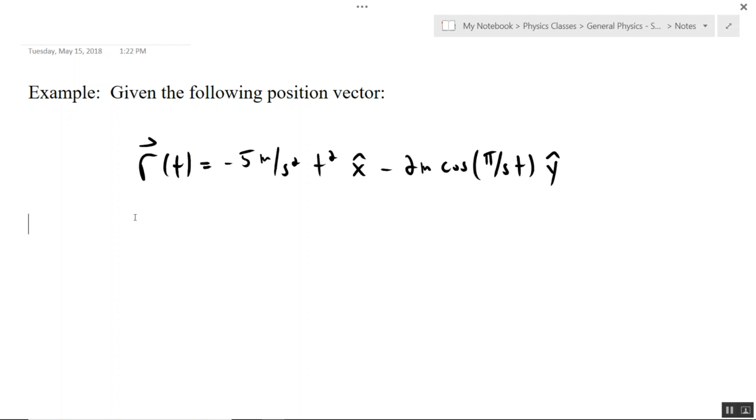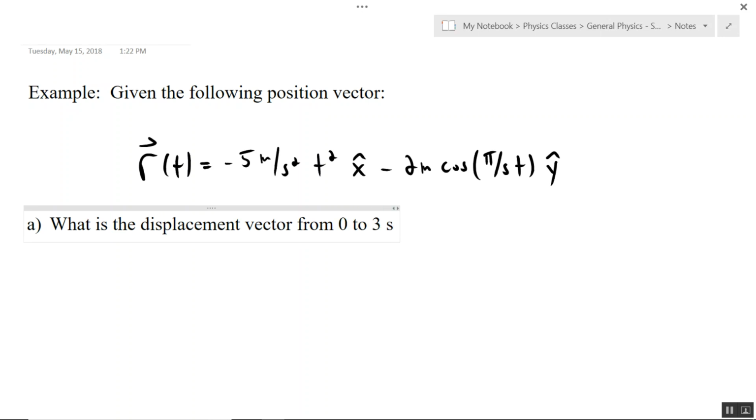So the first thing you're going to ask is, what is the displacement vector from 0 to 3 seconds? In other words, at one point, the object is somewhere at 0 seconds, and then at 3 seconds, it's somewhere else. So the question is, what's the displacement vector from 0 to 3 seconds? So what we've got to do is figure out where the object is at 0 seconds, or what the position vector is at 0 seconds. Then we've got to figure out what it is at 3 seconds, and use that to get the answer.